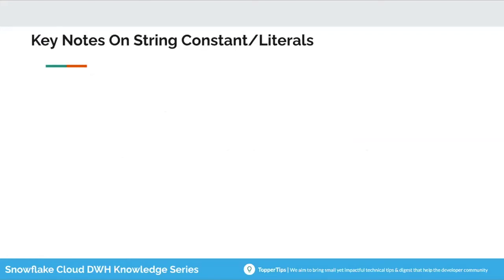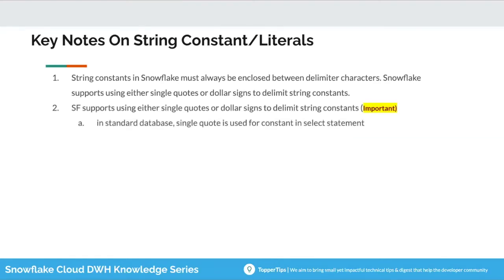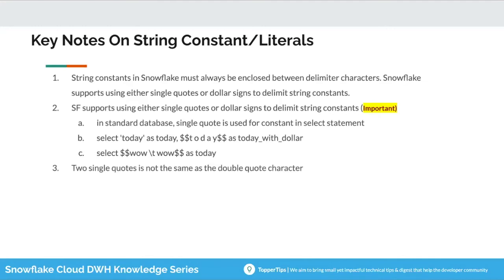Let's talk about string constants and literals. Important one: a string constant in Snowflake must always be enclosed between delimiters, meaning a single quote or double dollar. Snowflake supports using single quote or $ sign to delimit a string constant. In a standard database, single quote is used for a constant in a select statement, for example, this. However, if you have an escape character like \t, \n, \r, you can use a double dollar instead of a single quote. Two single quotes is not the same as a double quote character.